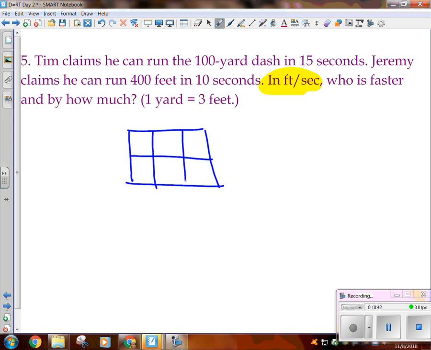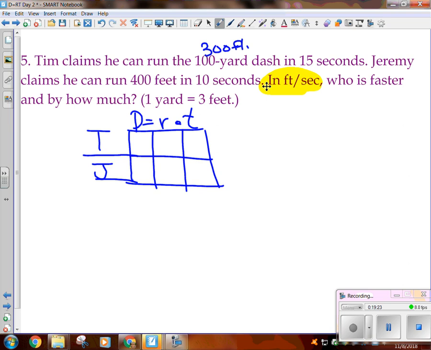You should be getting very much in a habit. I got Tim and I have Jeremy. Tim claims he can run the 100-yard dash. 100 yards, but every yard is how many? So you think of a yardstick, there's 3 feet in a yardstick. So if you have 100 yardsticks, do you times by 3 or divide by 3? Times by 3. So how many feet would 100 yards be? 300 feet.